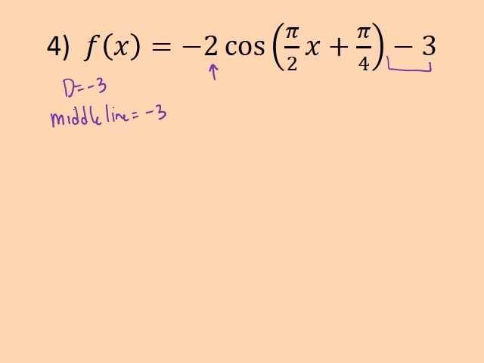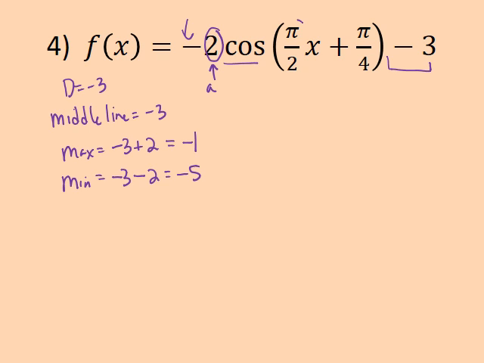Our amplitude, which is the coefficient in front of the trig, is 2. Now we do have a negative, but that just means it's a negative cosine graph, which we'll take into account when we actually graph it. So our maximum is negative 3 plus our amplitude, which is 2, which makes our maximum negative 1. And our minimum is our middle line, which is negative 3 minus the amplitude, which is negative 5. So our negative cosine graph is going to go between negative 5 and negative 1.